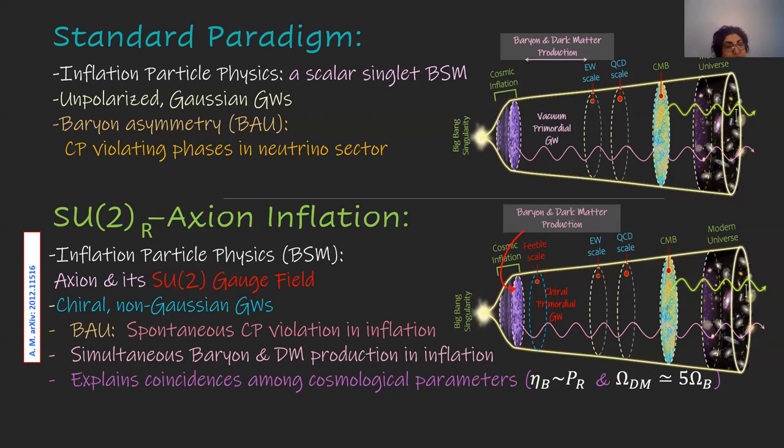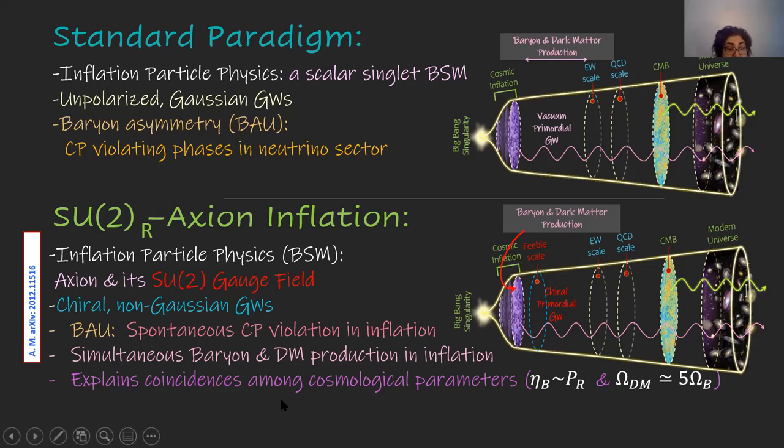So it's very natural for CP to be spontaneously violated, but only in inflation. And in this scenario, it naturally happened. And it can lead to a spontaneous baryon and dark matter production in inflation, because this SU(2)_R, so all the right-handed fermions, the right-handed neutrinos included, are coupled to this SU(2) gauge field.